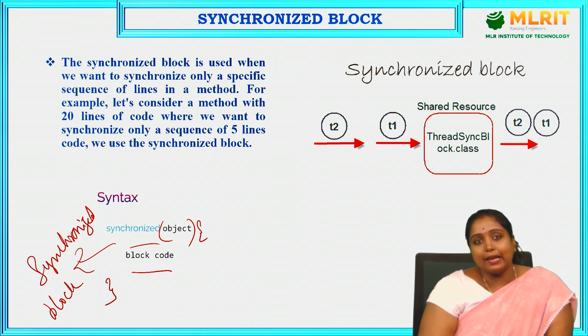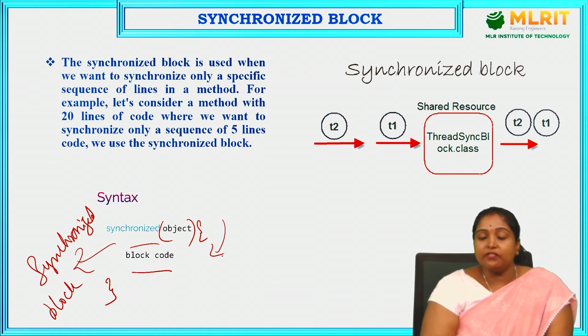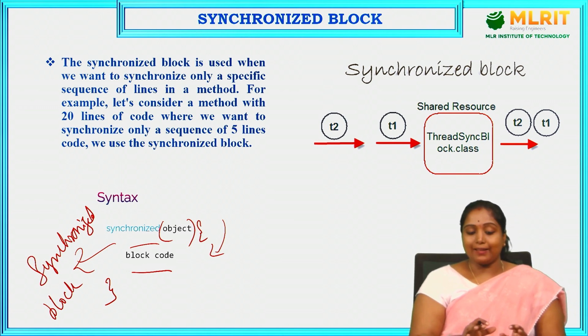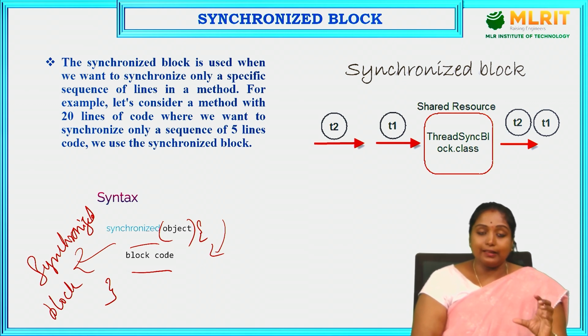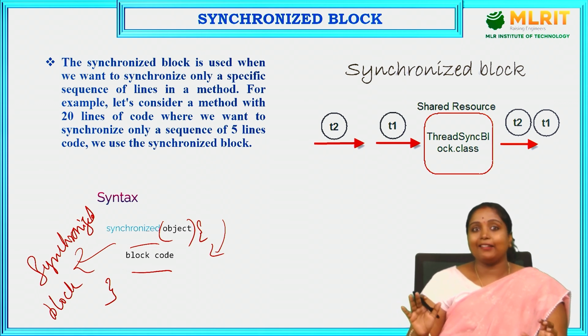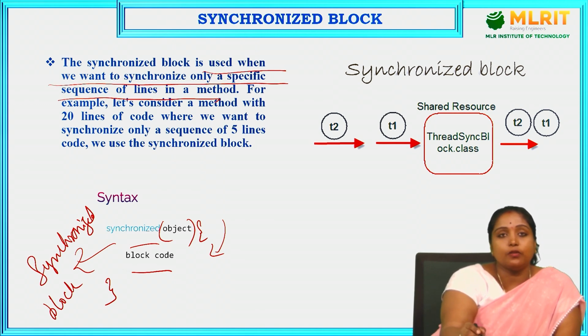Whenever the threads enter this particular block, whenever it is executing this block, it will allow only one thread to access that block. After the completion of that one thread's access, it will allow another thread to execute. Till the execution is completed, all the other threads have to wait for some time. So, a synchronized block is used when we want to synchronize only a specific sequence of lines in a method.